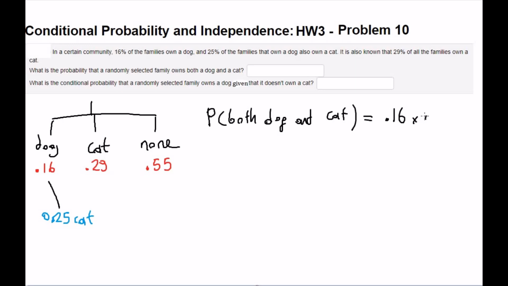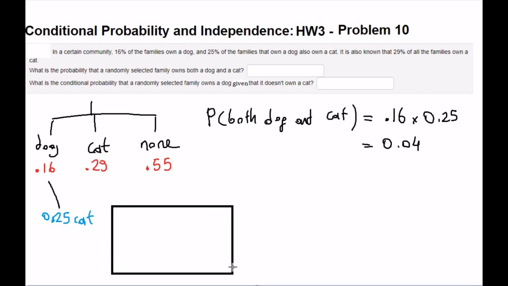(0.16 times 0.25). So we obtain here 0.04. Let me also show this in the Venn diagram. So our sample space is this, dog owners and cat owners. So this is our omega sample space, dog owners, cat owners.